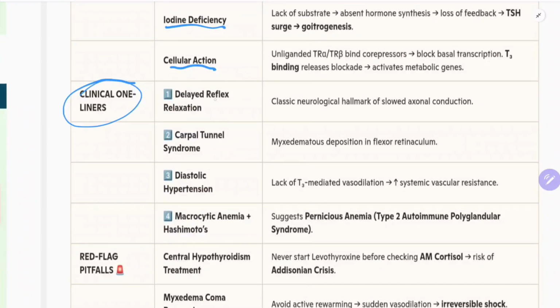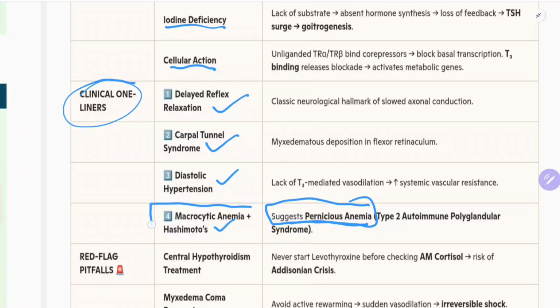Clinical pearls. Remember, there is a delayed reflex relaxation because of deposition of mucopolysaccharide. Carpal tunnel syndrome, again because of deposition. Diastolic hypertension, because of vasoconstriction due to absence of thyroid hormone. There will be anemia. If there is anemia plus Hashimoto's thyroid disease, this will suggest pernicious anemia, so evaluate for pernicious anemia.